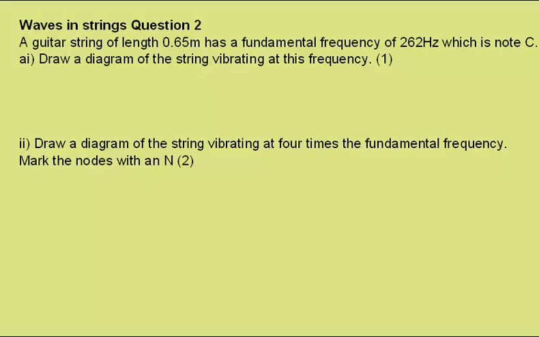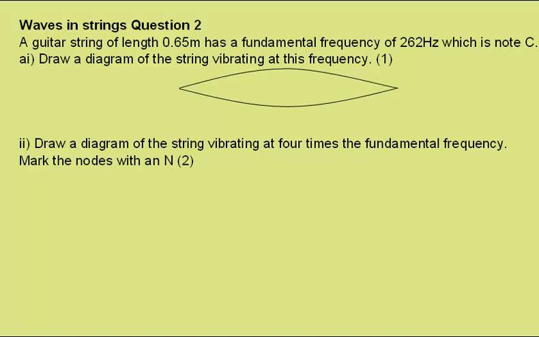Waves in strings, question 2. A guitar string of length 0.65 meters has a fundamental frequency of 262 Hz, which is note C. Part 1, draw a diagram of the string vibrating at this frequency. Well, the fundamental frequency is the lowest frequency, so we have half a complete wave between the points. So we'd need a diagram something like this.